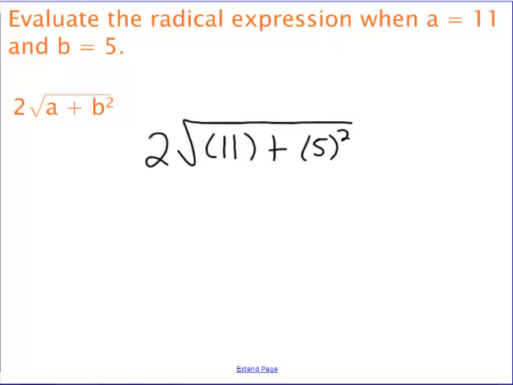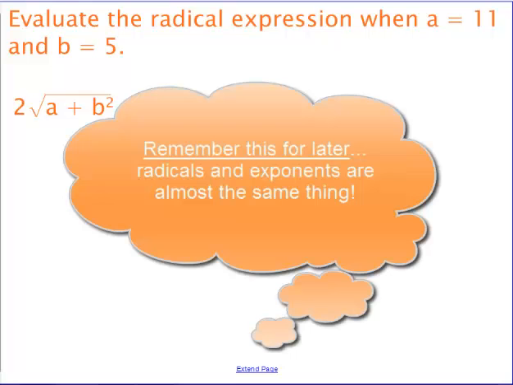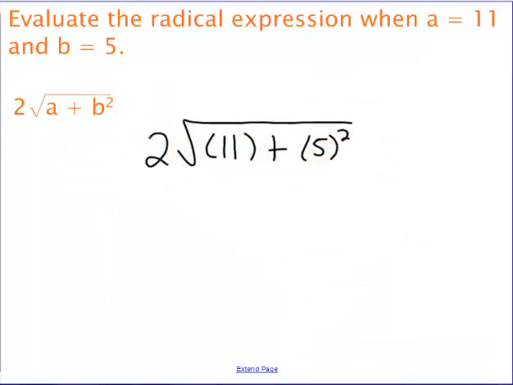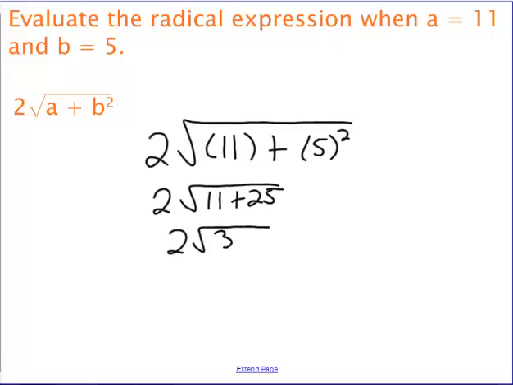I see the radicals also are referred to as exponents. We treat radicals like exponents. So I got to take care of this radical, but I have to take care of what's inside the radical first. And if I have 11 plus 5 squared, the first thing I need to do is square that 5. So I now have 2 times the square root of 11 plus 25. I can add that up, and I have 2 times the square root of 36.